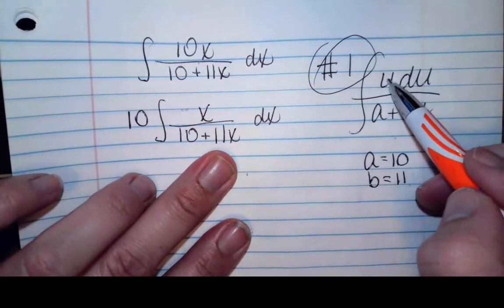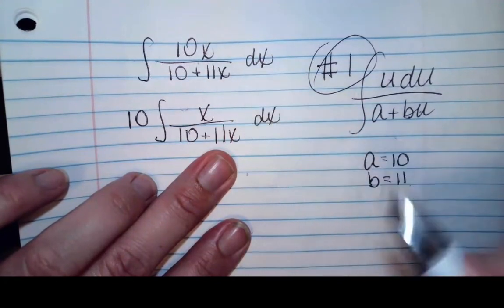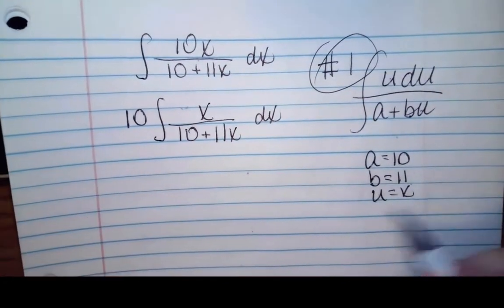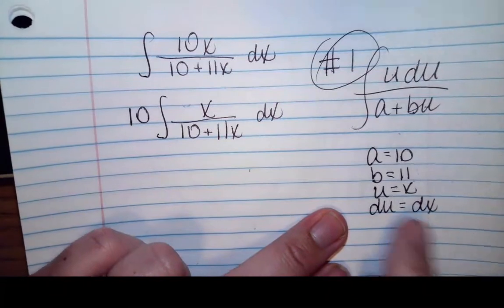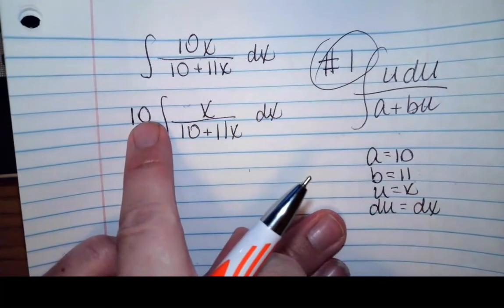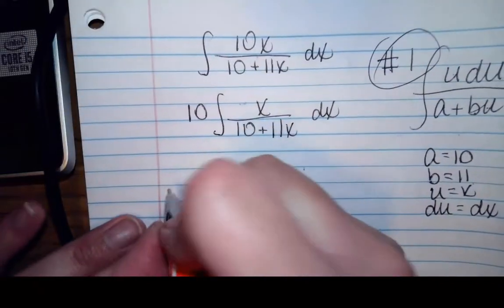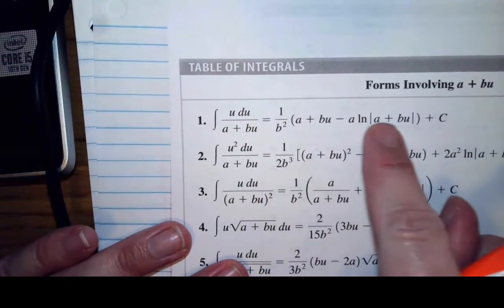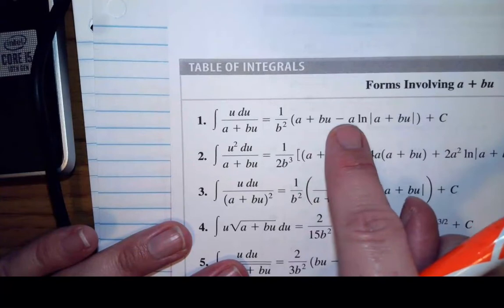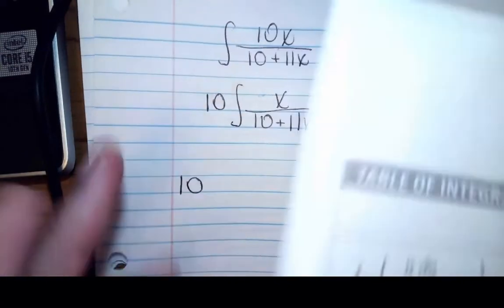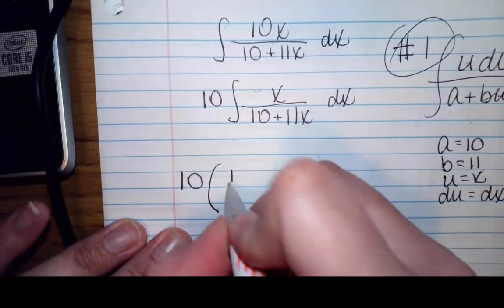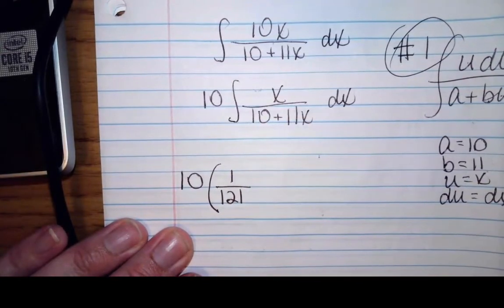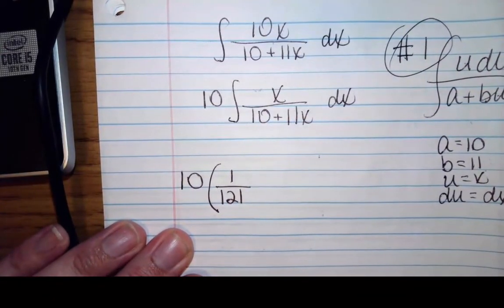Well, what's my u? I've got an x here and an x here. So my u is x, and this is where you better pay attention. What's your du? Your du is 1 dx, which I have. That's why I pulled the 10 out front. So this 10 is going to come along for the ride in everything that I do. And when I look at this, I just have to fill in everything that I have for b's, a's, and u's. Okay, so I've got a 1 over b squared. Well, what is b squared? I have a 1 over 11 squared, so 1 over 121.